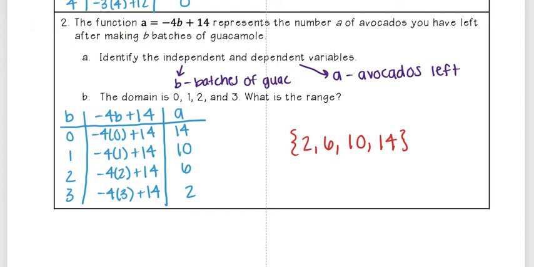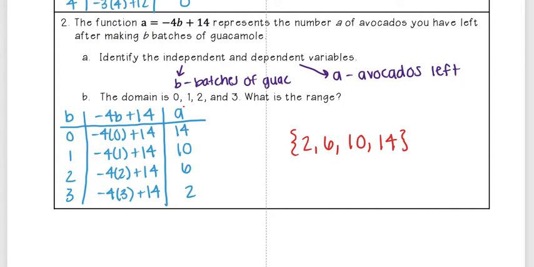Okay, these are the answers you should have gotten for number 2. So this one used different letters, but that's okay. Whatever one is in the equation is always going to be my independent, because that's the one I'm just inputting into there. Whatever is off to the side, so it's saying A equals all of that, is going to depend on what you put in for B, so that's why this one is the dependent variable. So the independent was the batches of guacamole, and the dependent was avocados you have left.